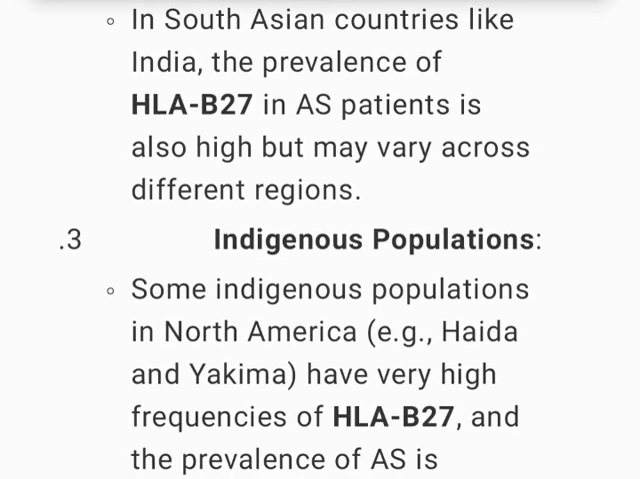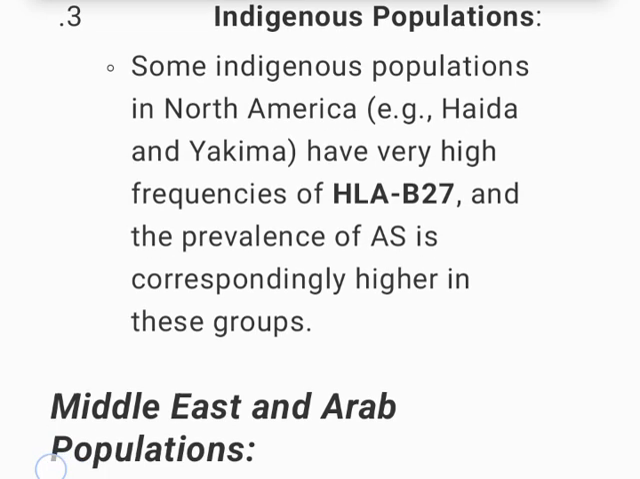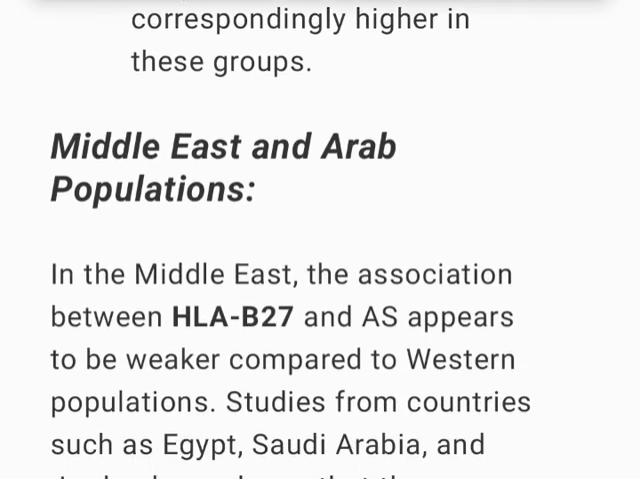In South Asian countries like India, the prevalence of HLA-B27 in AS patients is also high, but may vary across different regions. 3. Indigenous populations. Some indigenous populations in North America, e.g. Haida and Yakima, have very high frequencies of HLA-B27, and the prevalence of AS is correspondingly higher in these groups.